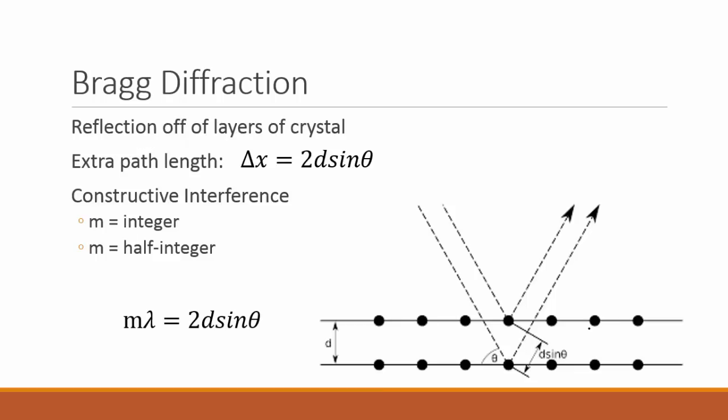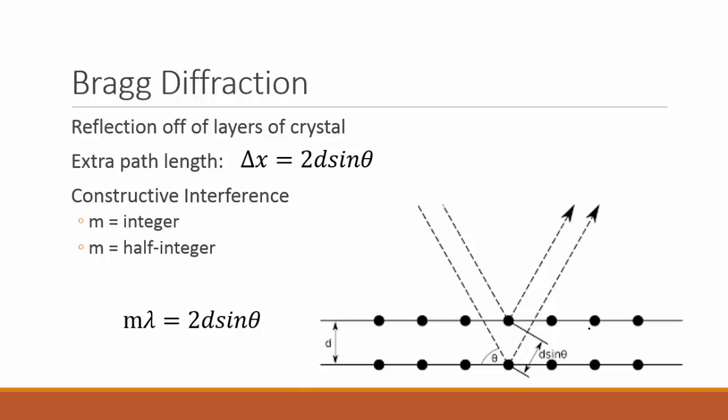So this is just a reminder. We're going to move on to something that's a little more complicated than Bragg diffraction. So just to remind ourselves what we just talked about, Bragg diffraction had a little extra distance at which it reflected. In this case, delta x was twice d sine theta, and you could write it as m lambda or n lambda. It doesn't really matter which letter you use.